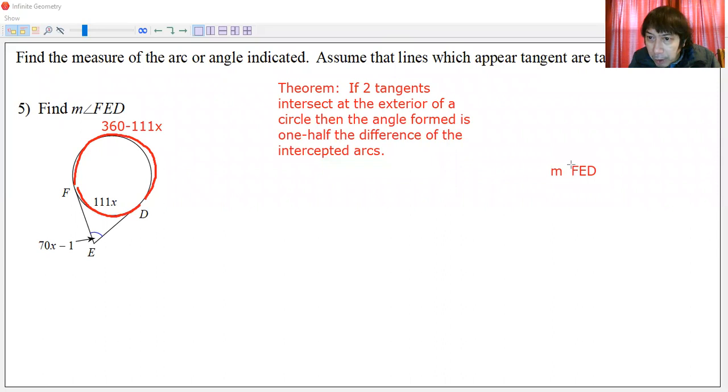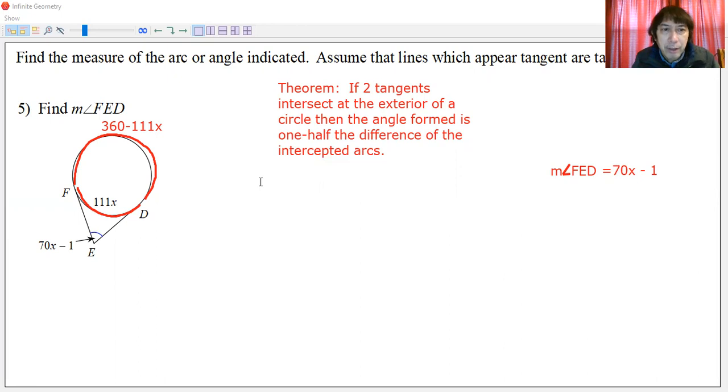This will be marked angle. The measure of the angle FED is equivalent to 70x minus 1. That'll be our formula for the angle FED. All right, we shall form our equation.